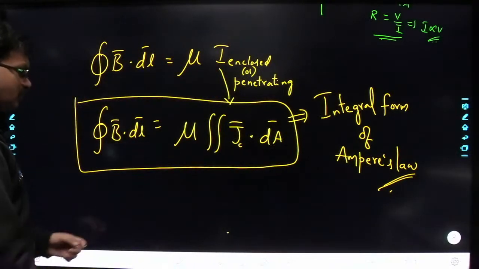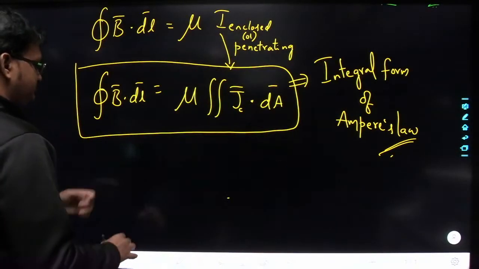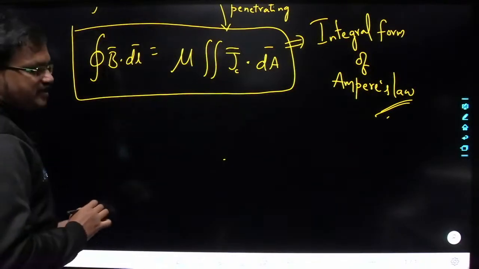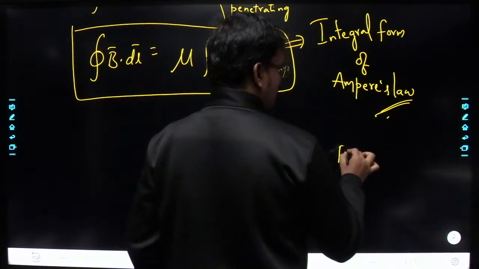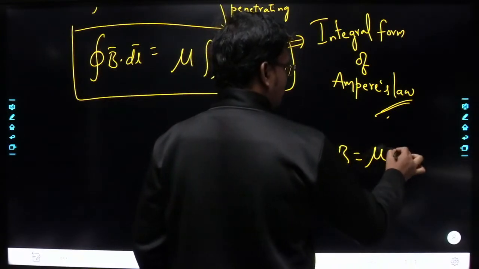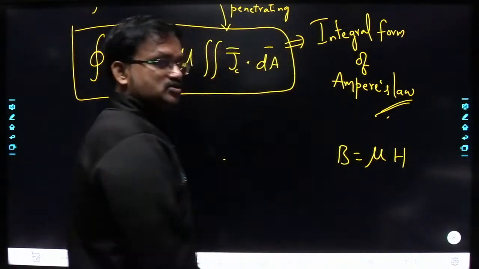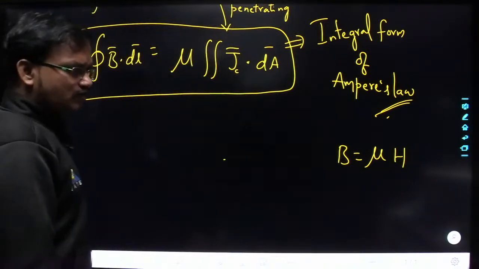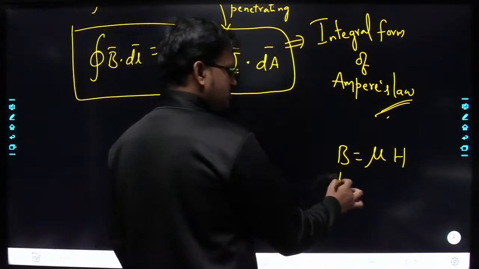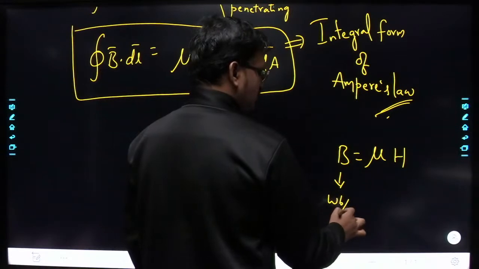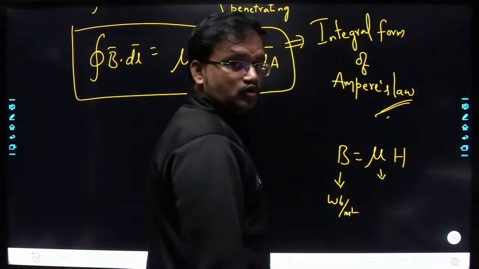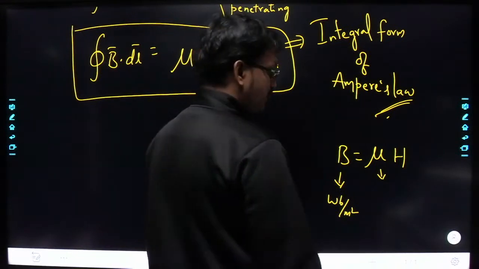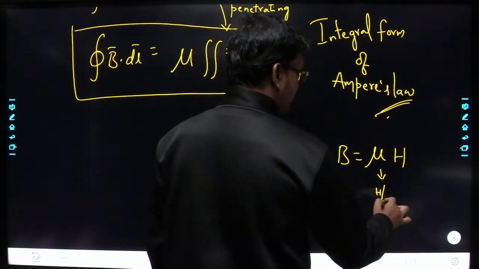Now see here, we know the relation between B and H. B is equal to mu times H. What are the units of B? The units of B are Weber per meter square. And what are the units of mu, the permeability? Henry per meter.